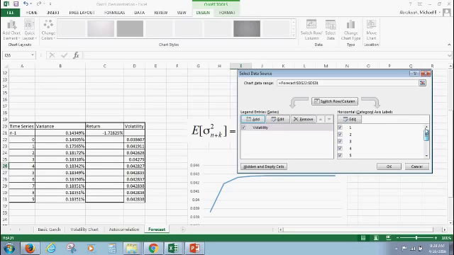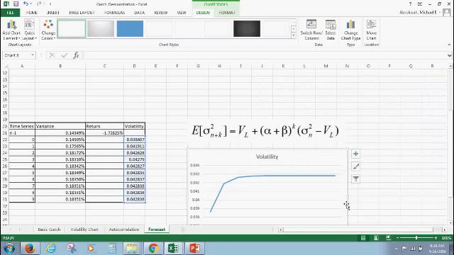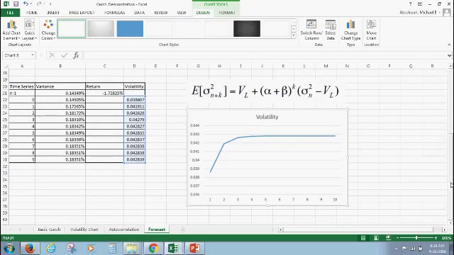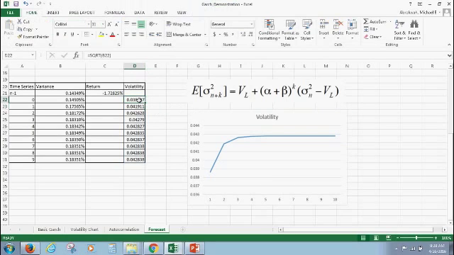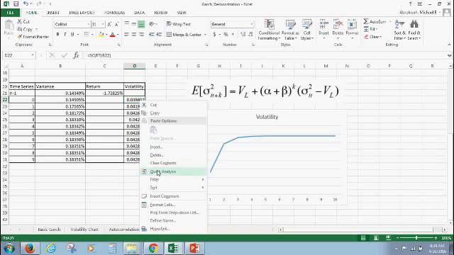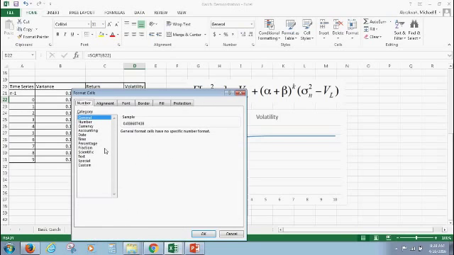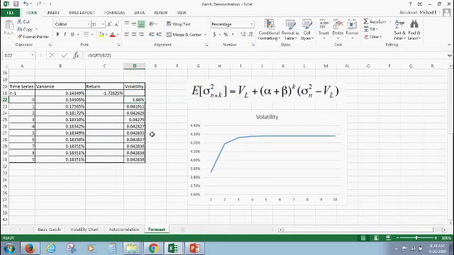So I'm comfortable with the horizontal X labels simply because these are hypothetical time periods, okay? So here we are. This is the percentage volatility, or I'm sorry, this is the volatility. Not sure whether I changed it to percentage. Hold on. No, I did not.